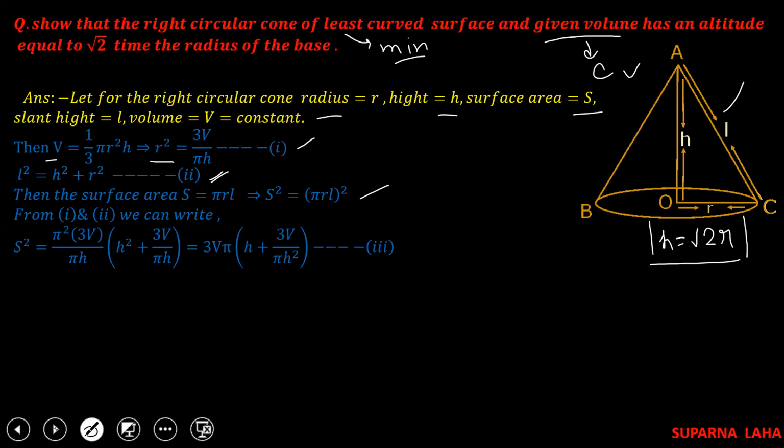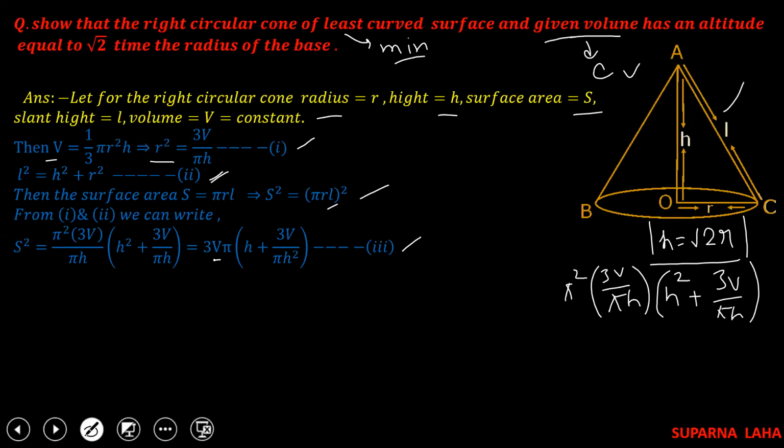So put the value. First is pi square, then r square is 3v by pi h, then l square. l square is h square plus r square, that means h square plus 3v by pi h. So here is the solution. Simplify it. You will find this value is 3v into pi into h plus 3v by pi h whole square.